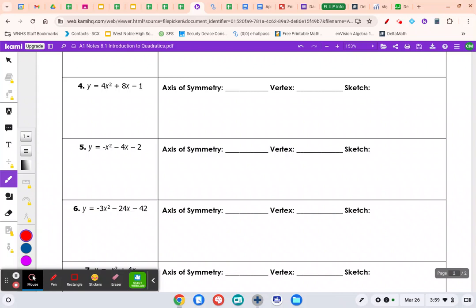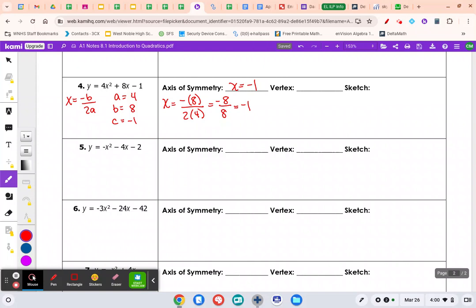All right, question 4. You have your axis of symmetry equation, x equals negative b over 2a. We decide that a, b, and c are: a is 4, b is 8, c is negative 1. We go ahead and we plug this information in. So my axis of symmetry equation, I have x equals negative b over 2a, which means when I solve, I get negative 1. So x is negative 1.